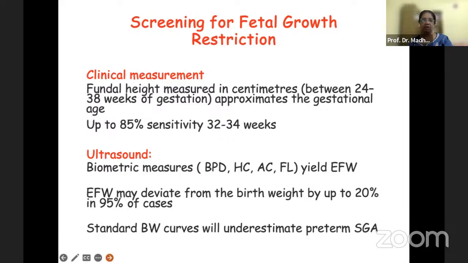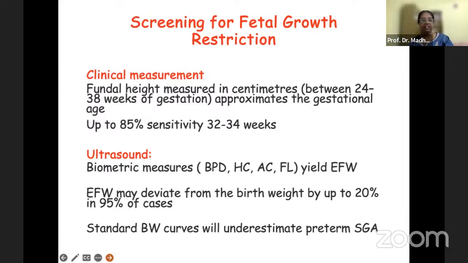Immediately we ask for a scan, although the patient has been coming regularly to us. The basic thing is we take the fundal height, which corresponds to the gestation age. This has 85% sensitivity up to 32, 34 weeks. Ultrasound gives you various biometric measurements, and this directly gives you the fetal weight.